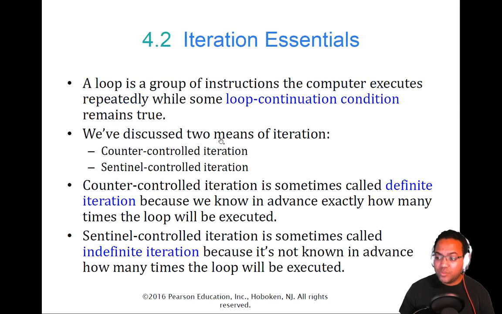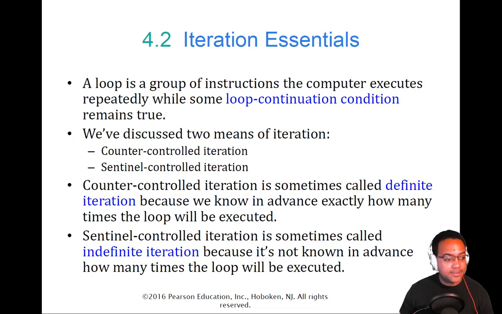Now, we've discussed two different types of iterations, counter-controlled and sentinel-controlled. Counter-controlled iterations are like for loops. They run until the counter reaches a specific number. Sentinel-controlled loops run until a sentinel value is reached.